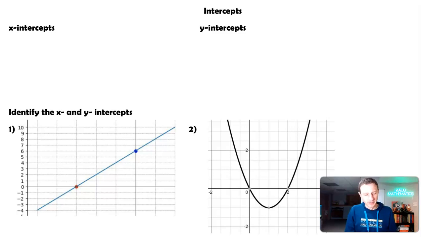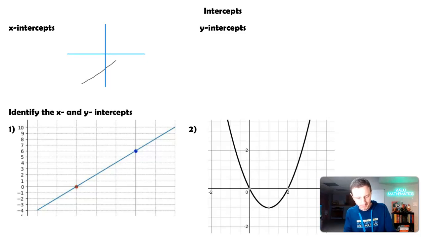We're going to take a look at intercepts, both the x-intercept and the y-intercept. So first we want to identify what an x-intercept is and what happens when we have an x-intercept, and what a y-intercept is and what happens there. So when we're looking at just a graph, I'm going to sketch a quick x and y axis here.